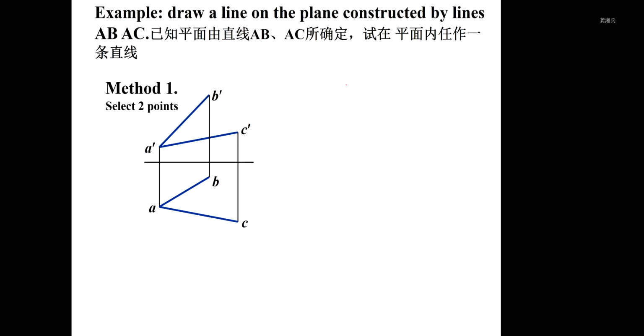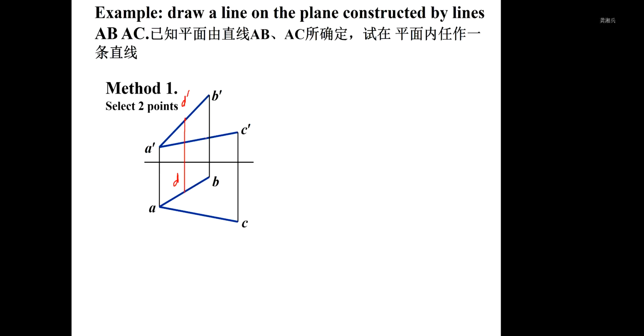Method 1, select 2 points. You can add any point here. A point, maybe D, yeah. Remember this one, we have mentioned a point on the line. If the point is on the line, all the projections of this point should be on the projections of the line. So D is there, so D should be under here.